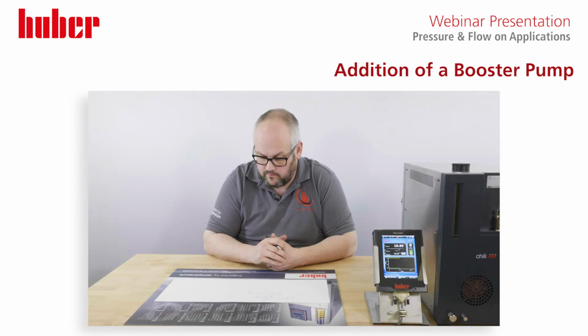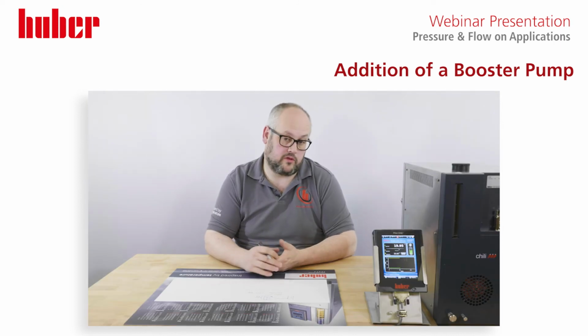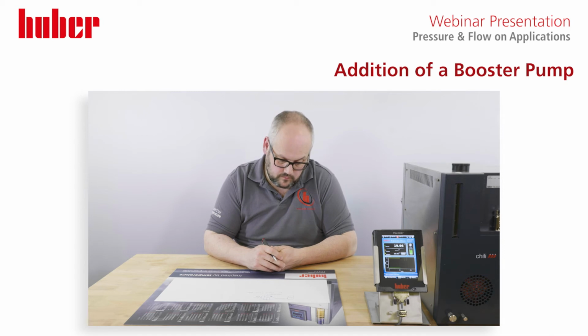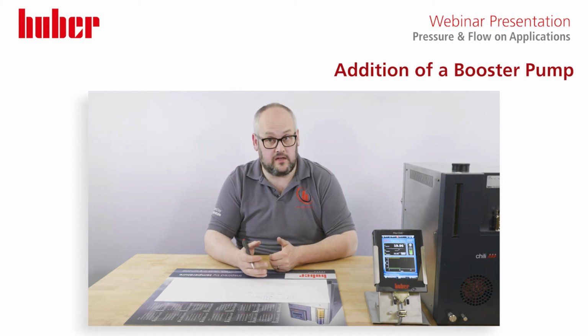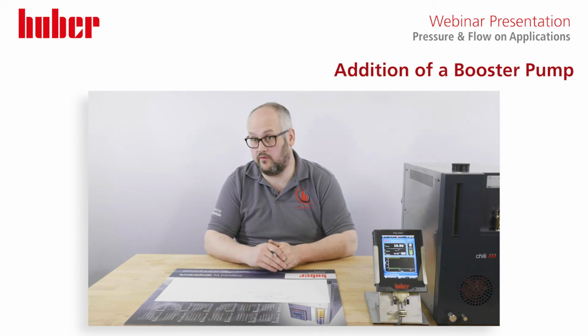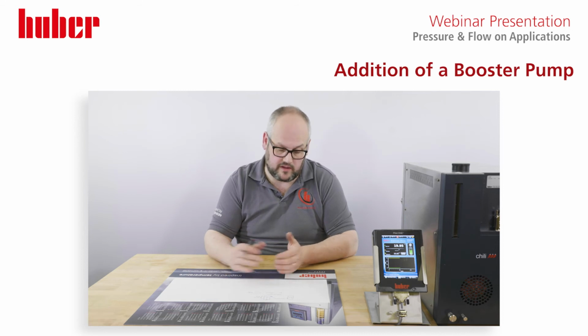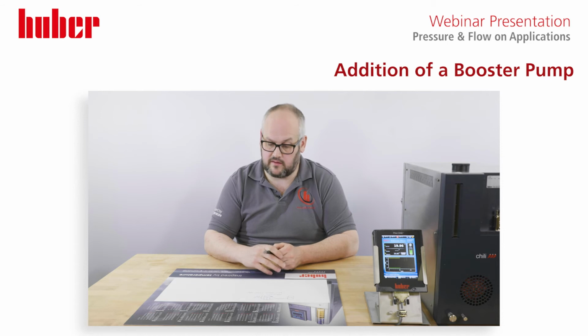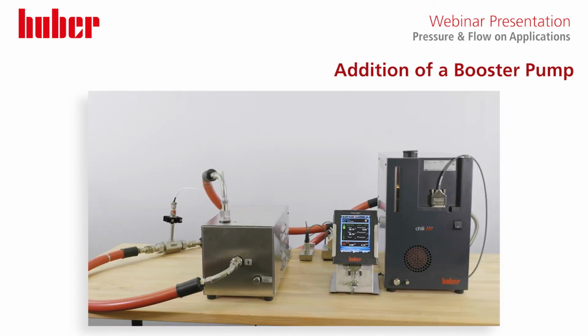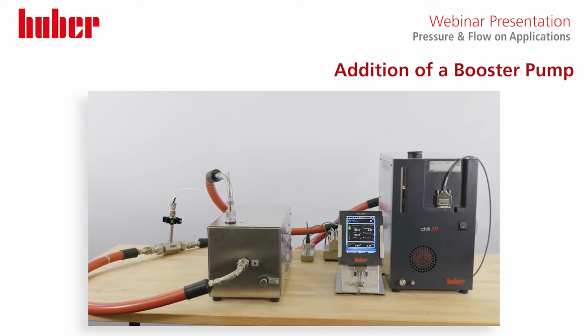So in this scenario, Huber does have a range of booster pumps that we can put in line. Sometimes we need them on the feed line because the application may have a high back pressure, like a flow reactor or a cold plate or something of that variety. But when it comes to glass reactors, glass-lined or stainless steel reactors, normally if we need a booster pump, they're put on the return line.